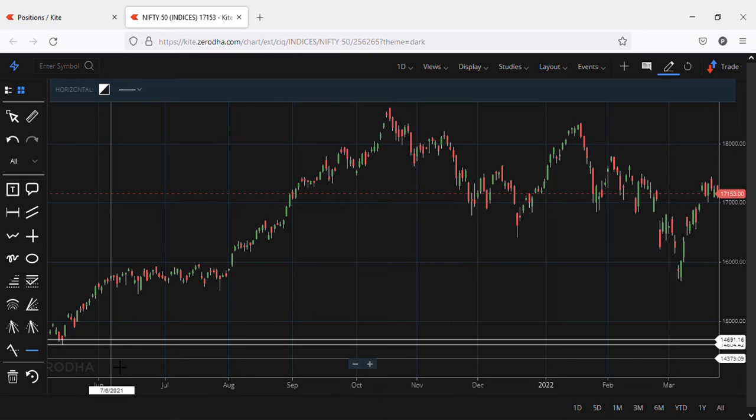A few times there will be fake breakouts in these areas also, but at that time we are going to be saved with a stop loss.